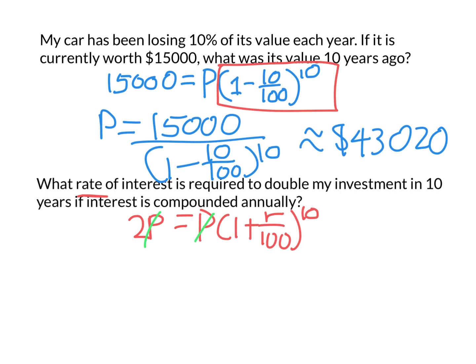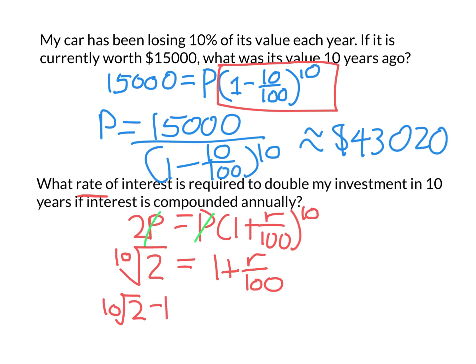All right, how are we going to solve that? Well, we need to undo what's been done to R. So here R was divided by 100, added to 1, and then raised to the power of 10. Because this was the last thing done to R, it's the first thing we undo. So what I'm going to do is take the 10th root of both sides. So that'll leave me 1 plus R over 100. All right, now I want to get R by itself. Next thing I need to do is get rid of the 1 by subtracting. So I get the 10th root of 2 minus 1 equals R over 100.